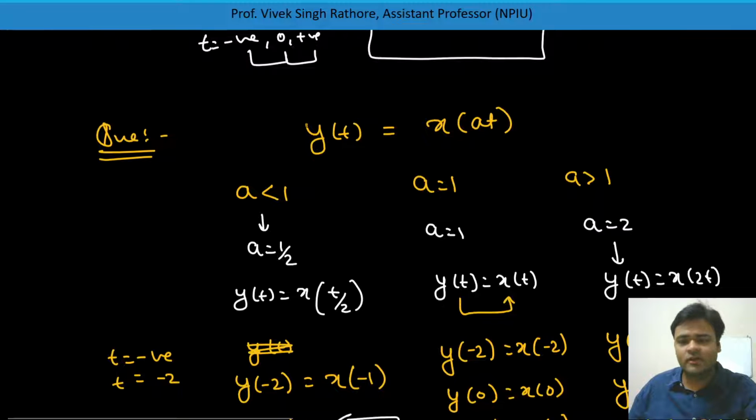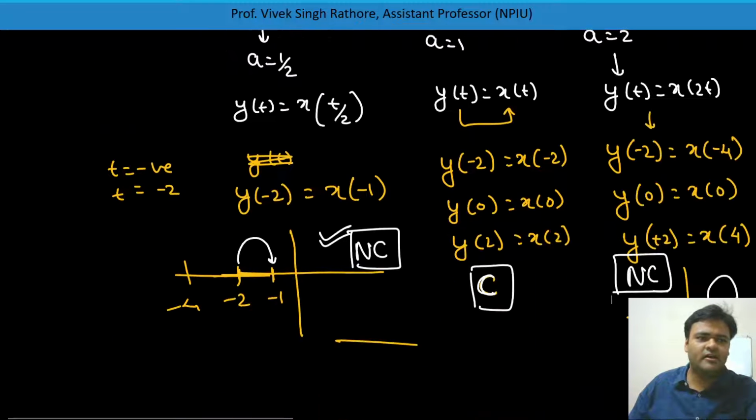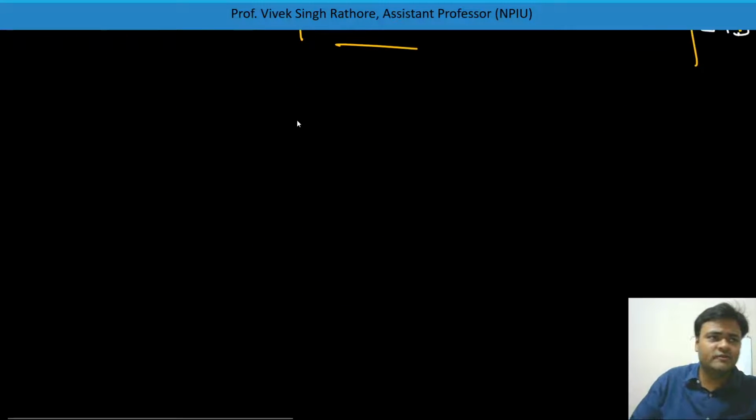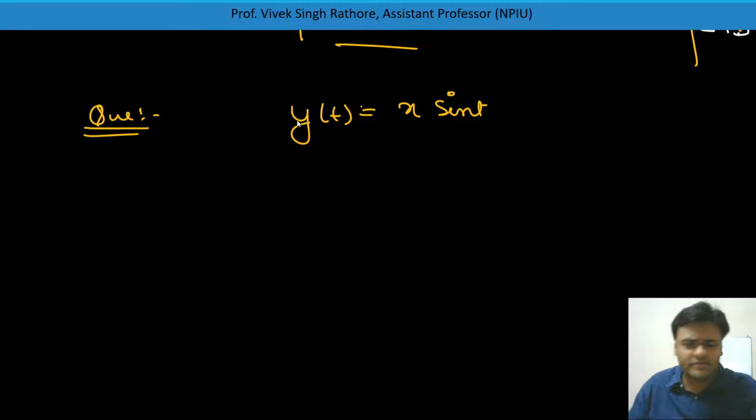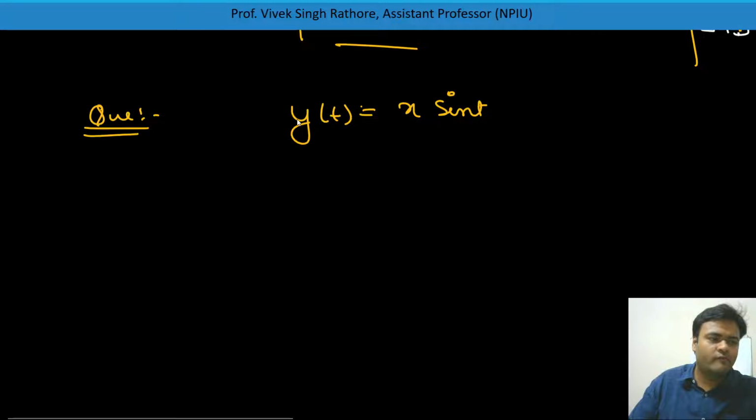But if a is equal to 1, then it is definitely a causal system. So in many questions we can see this type of thing. We'll try one more question: y(t) is equal to x of sin t. Now we'll check how. We'll see all values: t is equal to 0, one negative value, and one positive value.